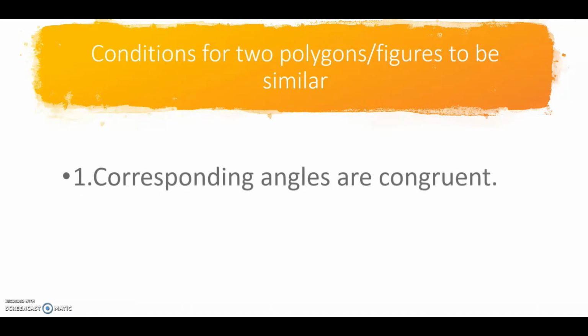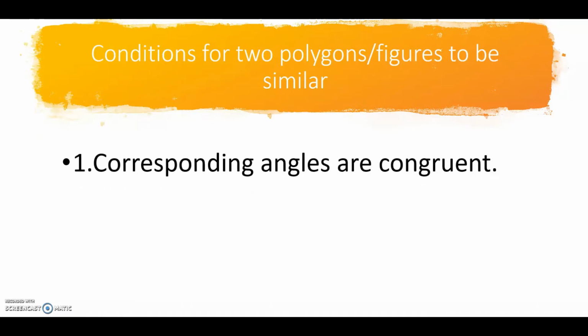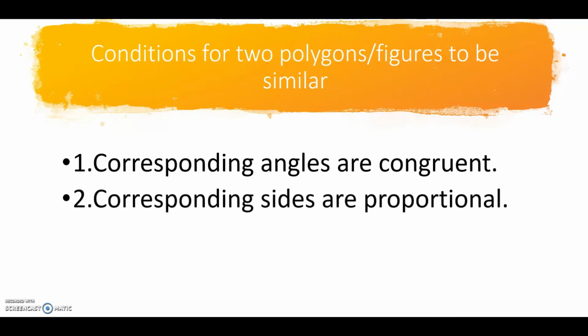Now, there are conditions for two polygons or figures to be similar. Number 1, corresponding angles are congruent. Number 2, corresponding sides are proportional. So let us have our first example.